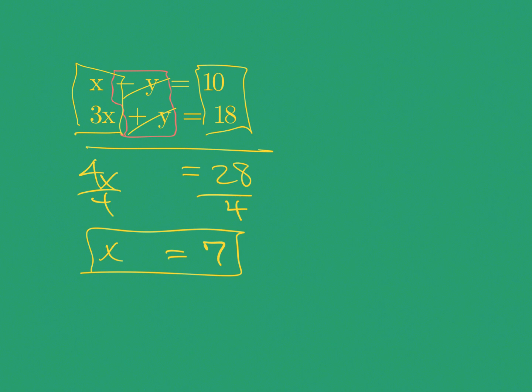Now, remember what we found here. We found an x value. We're still dealing with systems of equations. We're still looking for intersection points of a graph, okay? So that 7 is the x-coordinate of your solution. Any questions about where we're at so far?